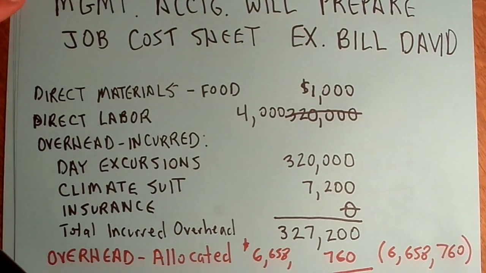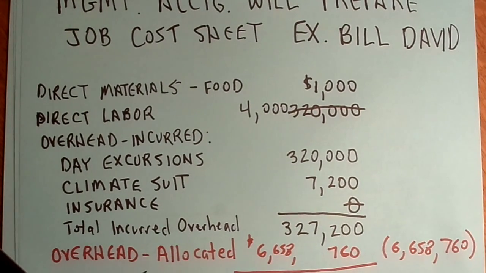So we have direct materials, which in our example are only food. If you've got your case study beside you, I've given you the job cost sheet information for 3 travelers, and Bill David was one. We said that Bill David used up $1,000 in food. By itself, that means he ate more than the average person, because I think we showed an average direct cost for food at $630.